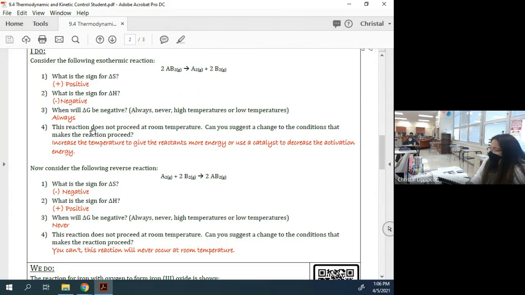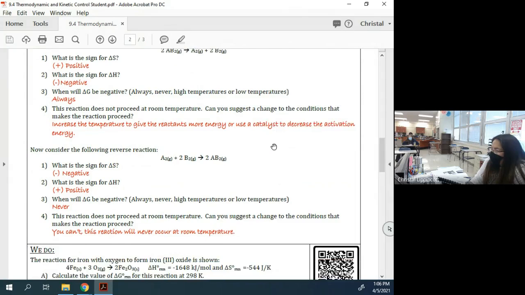Okay. This reaction does not proceed at room temperature. Can you suggest why? Or can you suggest how that would happen? If you increase the temperature, then you might be able to get that activation energy going, or you could use a catalyst which lowers that activation energy.